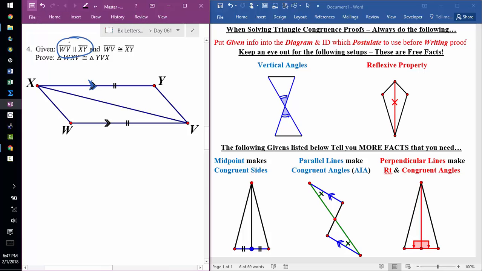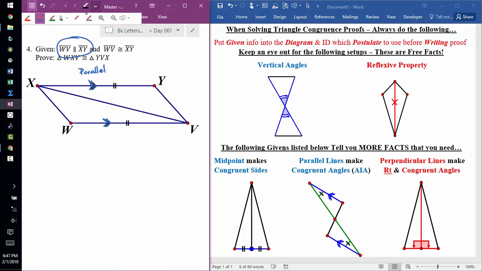We've got this which says that WV is parallel. And that's what these arrows are. They indicate parallelism. Parallelism does not mean congruent. It's not the same as congruent. All right? It doesn't mean that. Okay? So you need to get that out of your head. It tells you something else.